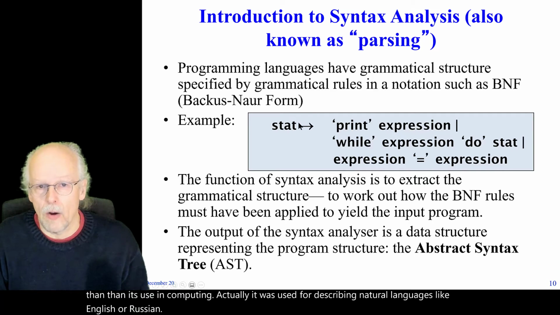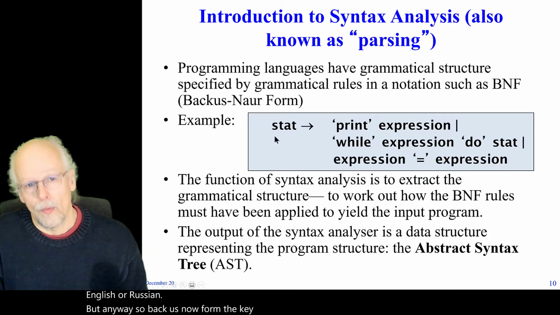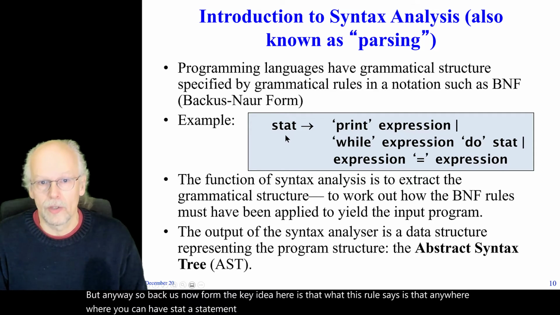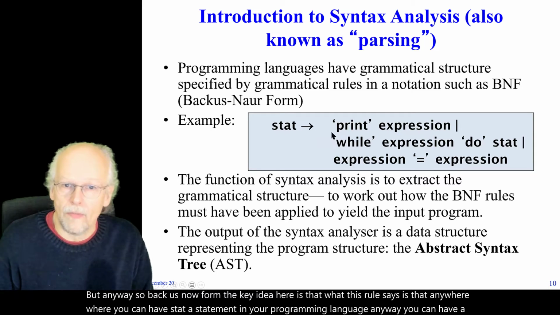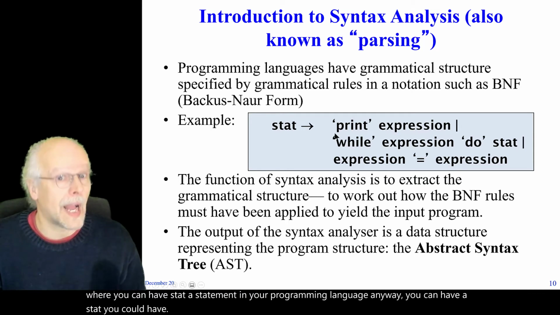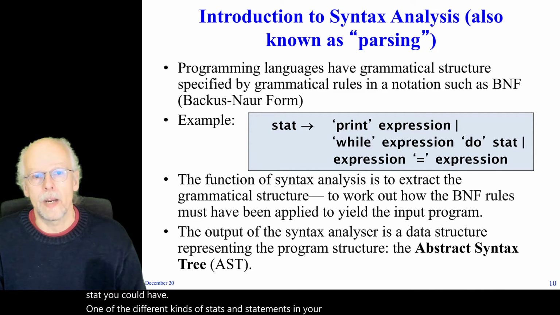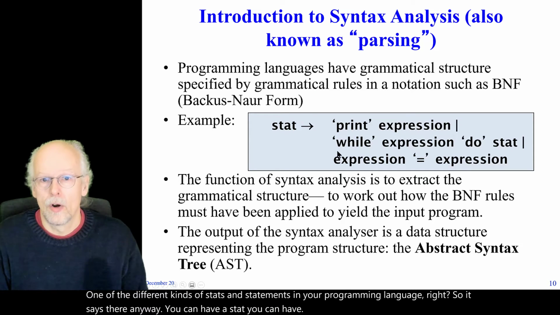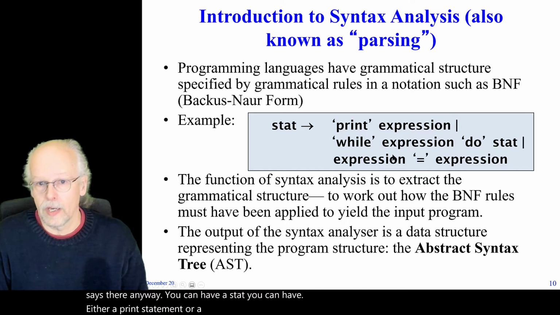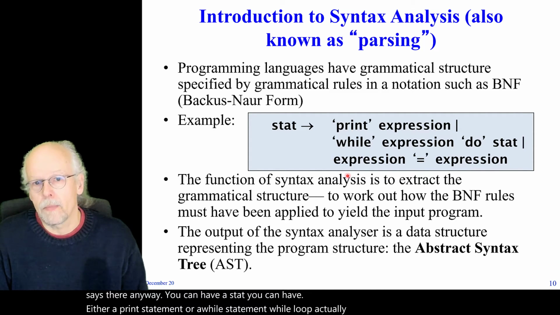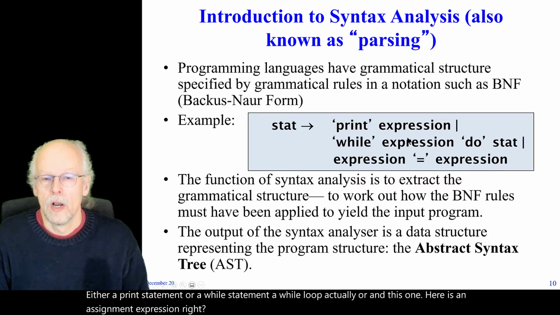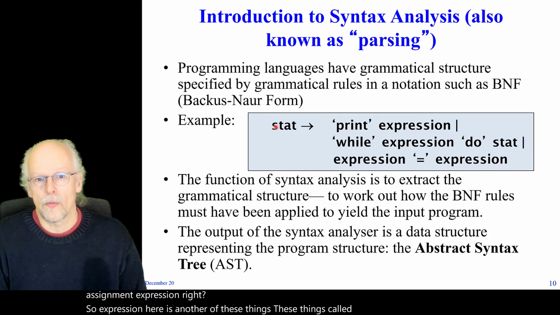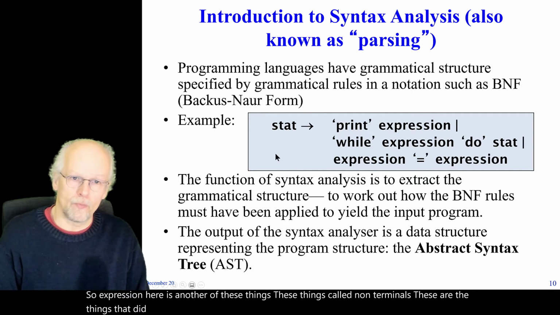But anyway, the key idea of Backus-Naur form is that this rule says that anywhere you can have a statement in your programming language, you could have one of the different kinds of statements. So anywhere you can have a stat, you can have either a print statement, or a while statement, a while loop actually, or an assignment expression. Expression here is another of these things, called non-terminals. These are the things being defined by rules like this one.